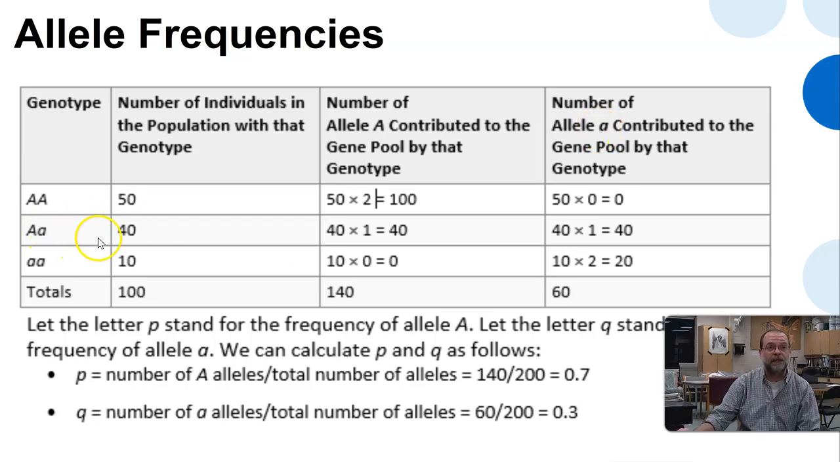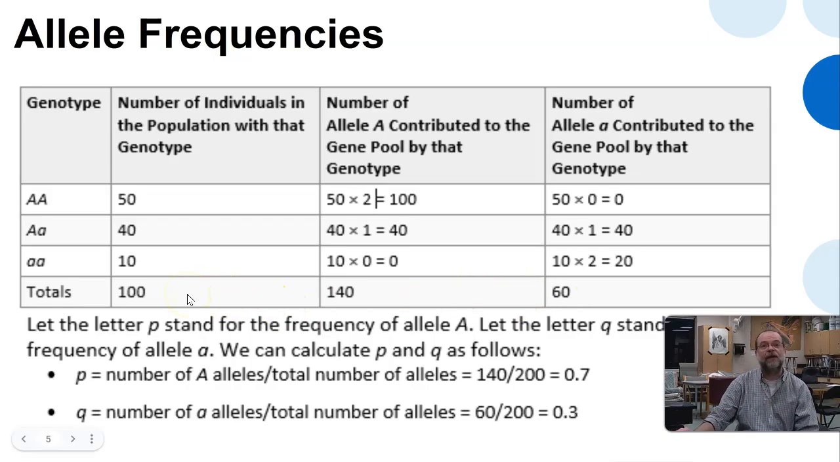Now, if we look at these people here, there are 40 individuals in this population that have big A, little a. That means they contribute 40 big A's and 40 little a's, so 40 and 40. Lastly, there are only 10 people that are little a, little a. They contribute no big A's to the population. They contribute a total of 20 little a's. So if we add these up, 0, 40, 20, we get 60 little a's total. 100, 40, 0, 100 big A's total. The total number of big A's and little a's is 200, which makes sense because we've got 100 individuals.